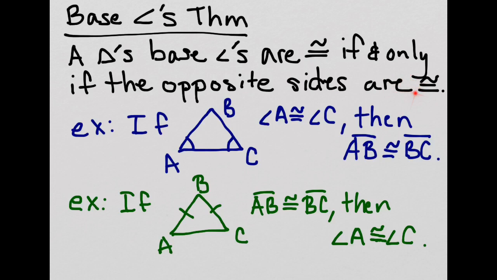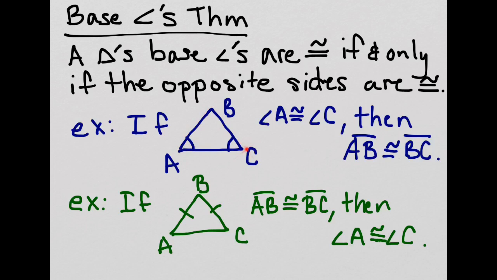Now, if you remember back to chapter 2 when we looked at biconditional statements, if and only if means that this could go either way. We could say if a triangle's base angles are congruent, then the opposite sides are congruent. We could also say that if a triangle's two sides are congruent, then the triangle's opposite angles are congruent. So we could go either way. So here are some pictures of that.